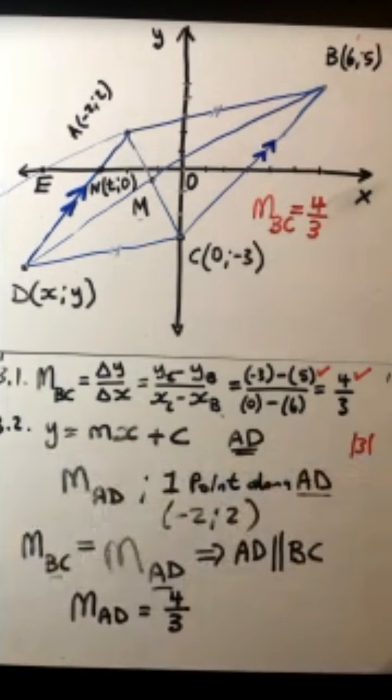So guys, before I remove all of this information and use it to determine an equation of AD, is there someone who's got a question? Is there someone who doesn't understand that part? Or otherwise, are we all on the same page? Does everyone understand?